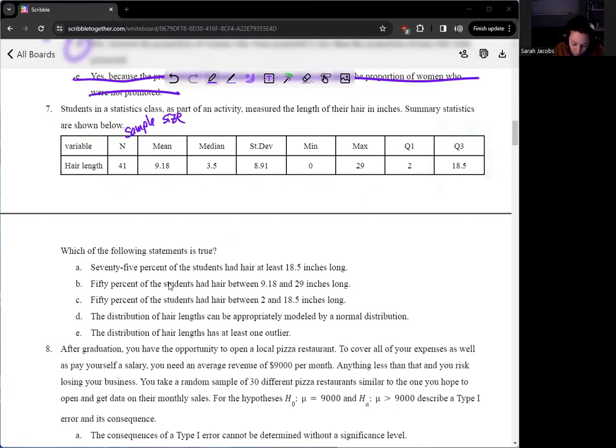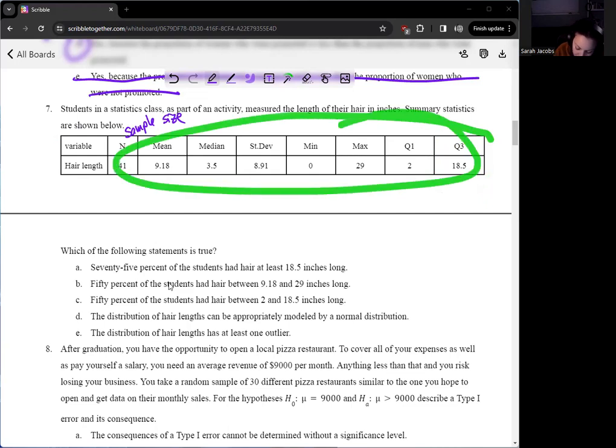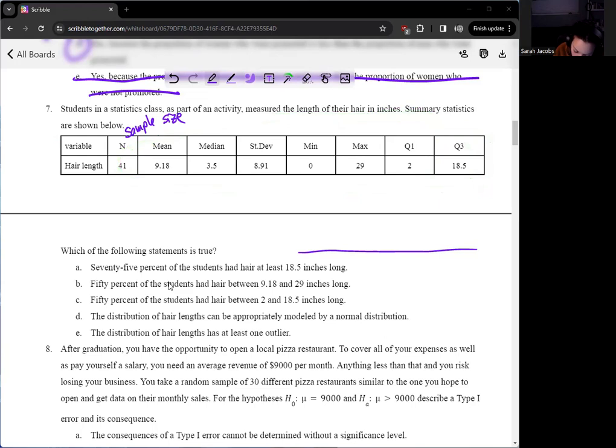I am going to draw a quick box plot from this information. The min is 0, the max is 29, so I'm going to go from 0 to 30. You always need a scale. If you don't include a scale in units, you will lose points on an FRQ. I know this is an MCQ, but you should always be thinking about FRQs too.